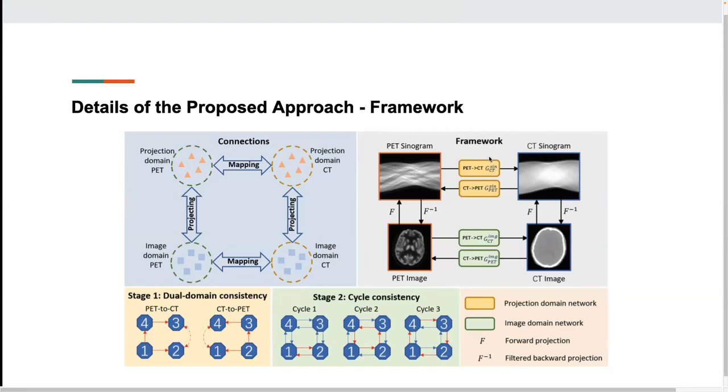Also, they connected these with a projection domain network between the two. For example, they have the PET sinograms and the CT sinograms, and they connected these two with the projection domain network. And they also connected an image domain network between the CT images and the PET images.